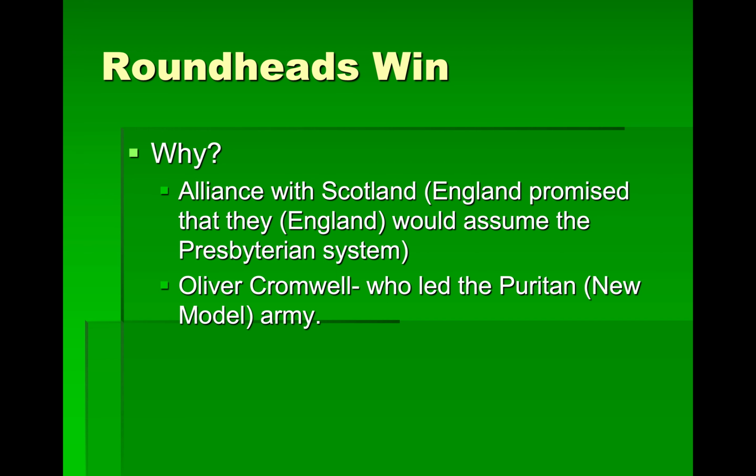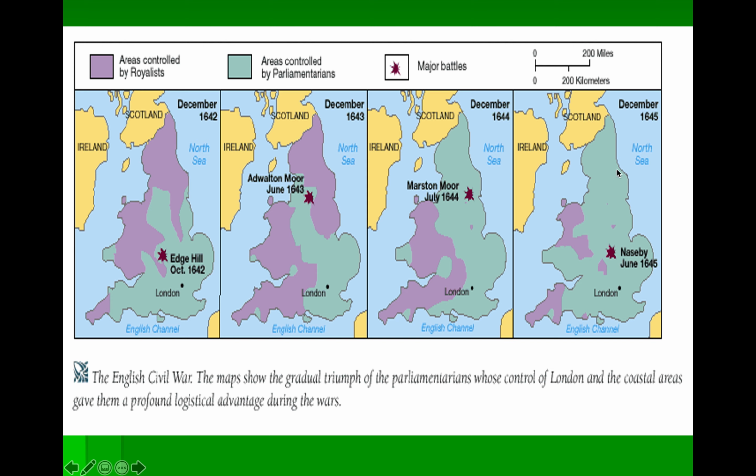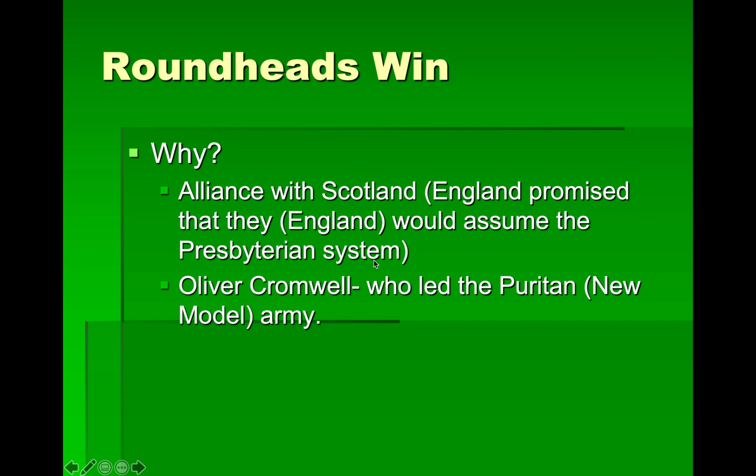Let's talk about why. Well, one major reason is the alliance with Scotland. It's going to be very helpful in terms of manpower, supply, and materials, and it almost opens up another front, as Scotland is kind of above England. But the main reason is Oliver Cromwell. Oliver Cromwell is going to be the leader of this Puritan parliamentary army. It's called the New Model Army.